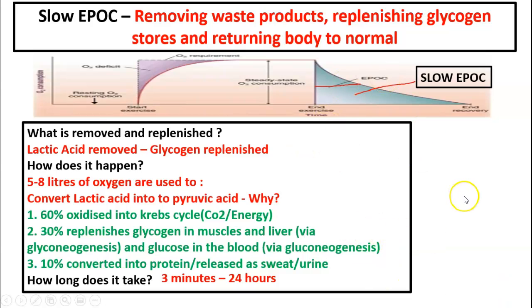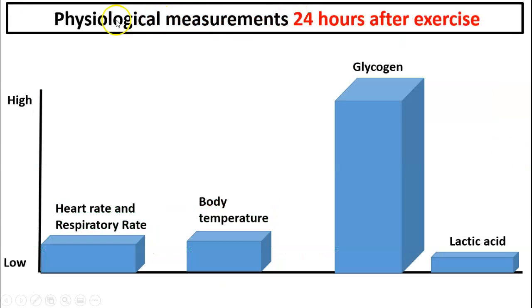What we need to do next then is just to finish this off, is just to remind ourselves. So at the end of slow EPOC, if I go back to the bar graph, what would it look like? Okay, so if we look at what our physiological measurements would be like 24 hours after exercise, you would see here our heart rate and respiratory rate would now be low. Okay, because 24 hours after exercise, they would have dropped right down because our body would have recovered. On the flip side to that, because all of the processes have happened, glycogen now would be back up. Okay, so glycogen would be replenished, glucose would be replenished as a product of that, and then on top of that we would now have a low level of lactic acid because we've removed it.